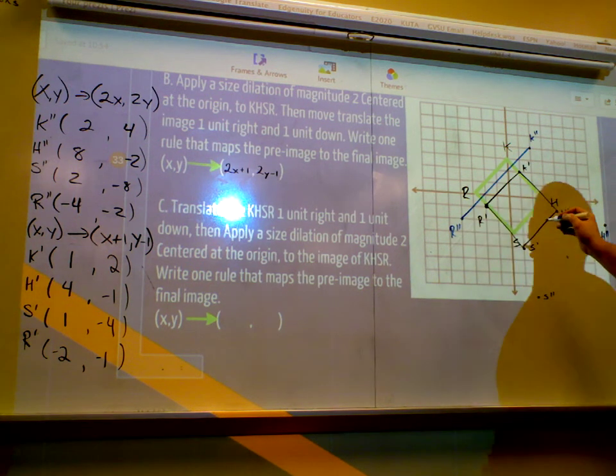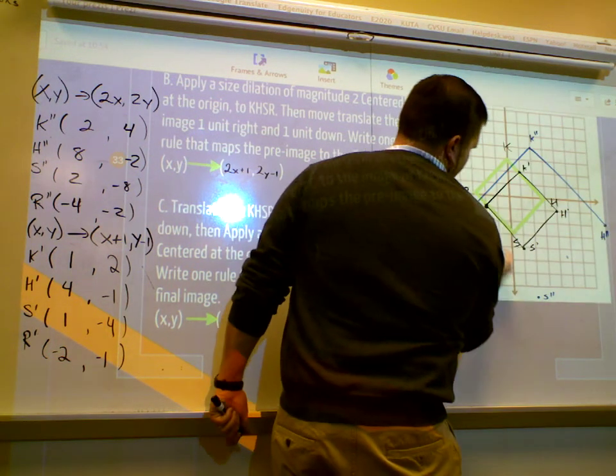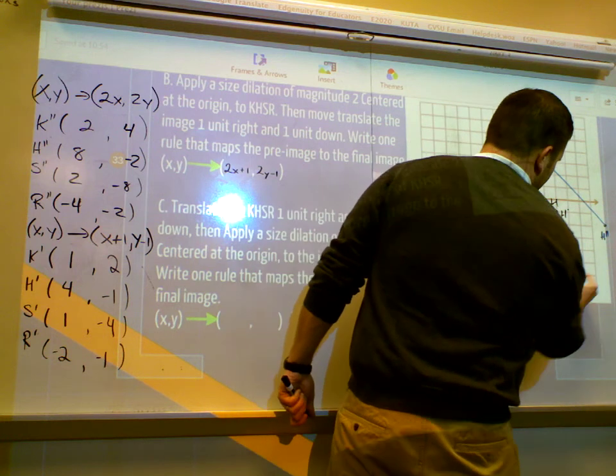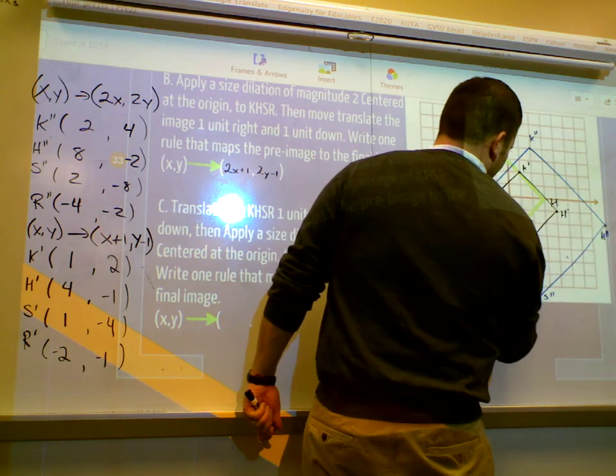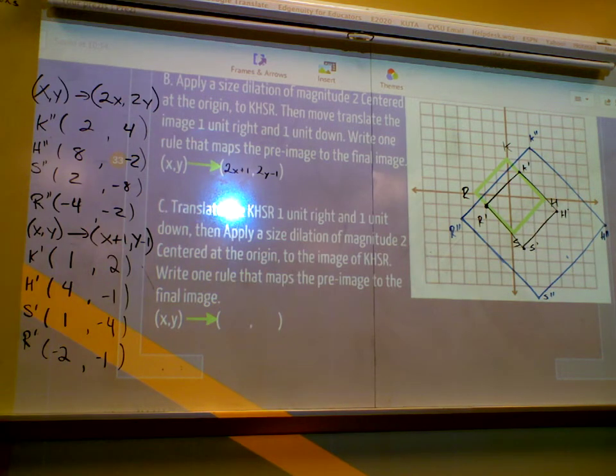What's your question, Andrea? Wants to know what the composite rule is? We'll get there in a second. Now this one is congruent to the other one, meaning the size is the same. It's just in a different spot. So the order did matter.